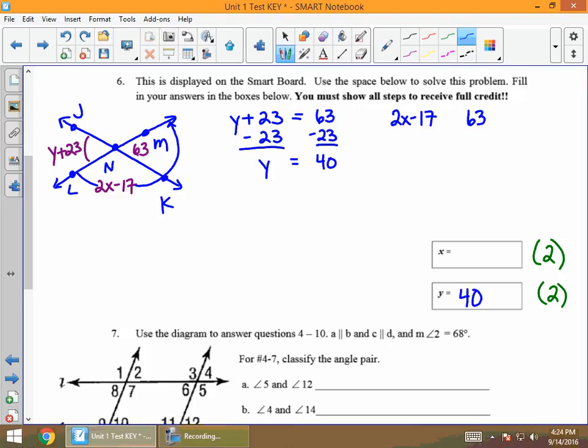Linear pair angles are supplementary, which means I can add them together, and they have to equal 180. So 2x plus, I think that's 46, equals 180. 63 minus 17 is 46. Subtract 46 on both sides. 2x equals 134. Divide by 2. X is 67.